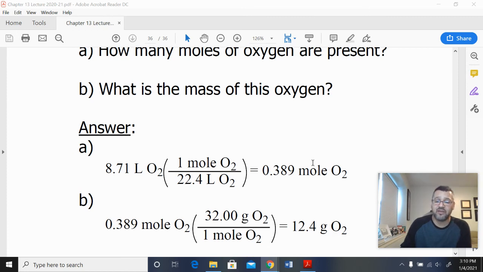Now, what's the mass? Well, I need the molar mass now. To go from moles to mass, molar mass 32.00 grams per mole. Remember, you get that from your periodic table. Do the math, moles cancel, leaves you with grams, 12.4 grams of O2. And that's how you use molar volume.